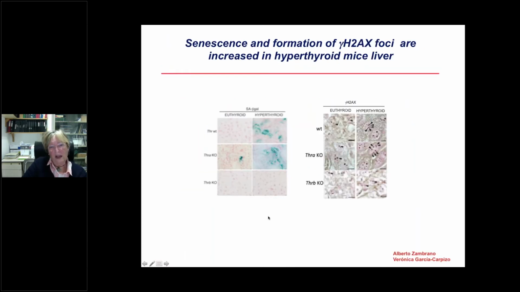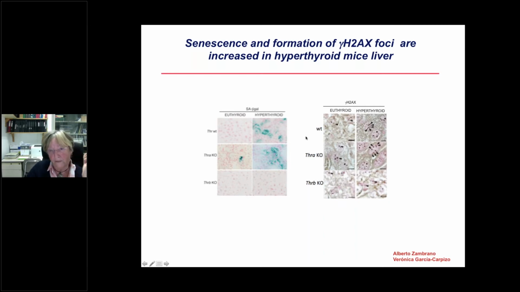And when we look at the liver, that is a very important thyroid hormone and thyroid hormone receptor target tissue, we could observe that in these young animals, the treatment with thyroid hormones induced the appearance of a very important number of senescent cells, both in wild-type animals and TR-alpha knockout mice, but not in the TR-beta knockout mice, then demonstrating that also in vivo TR-beta is the essential receptor isoform mediating this effect.